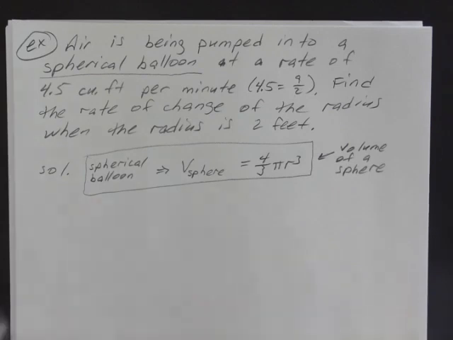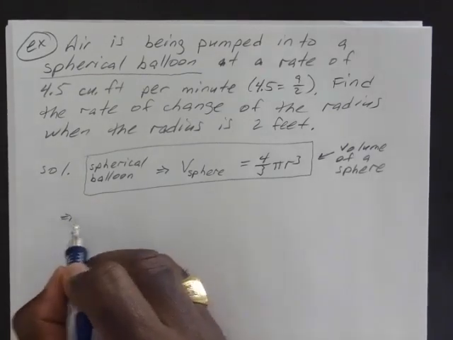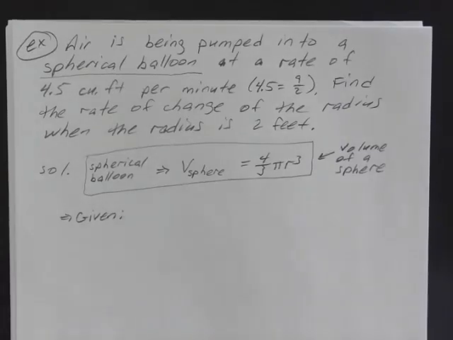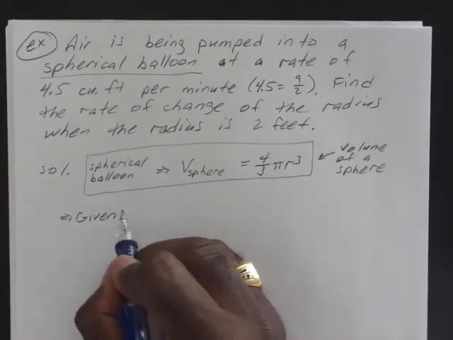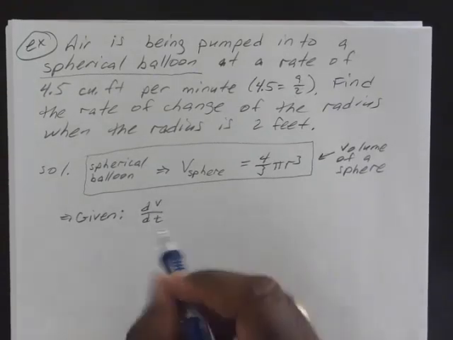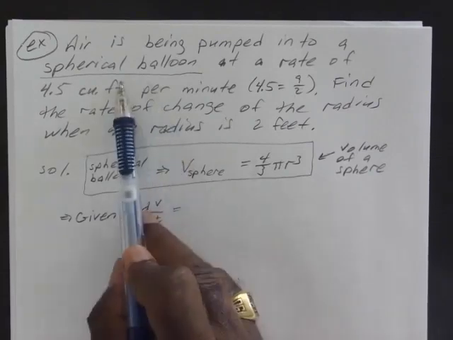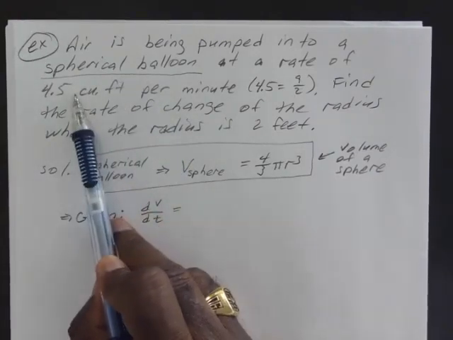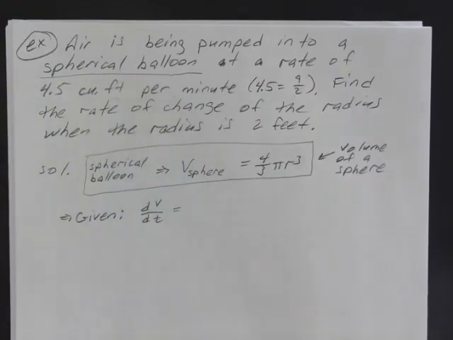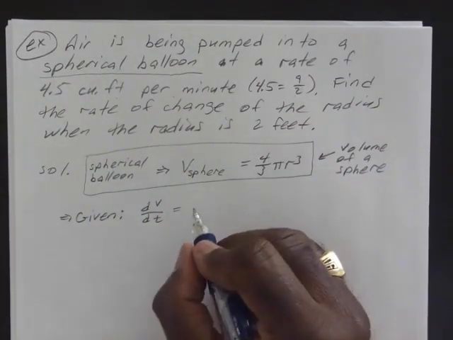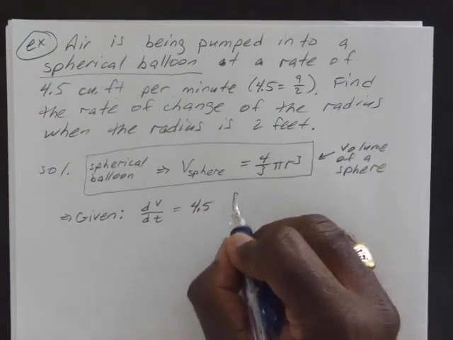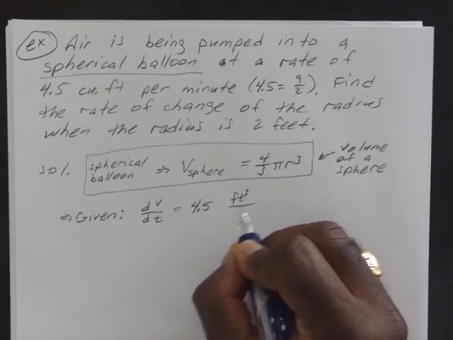Okay, so let's look at what's given. What information did they provide? So we know the rate of change of the volume with respect to time, because it's being pumped in at a rate of 4.5 cubic feet per minute. That's the rate that the volume is changing. So 4.5 cubic feet per minute.